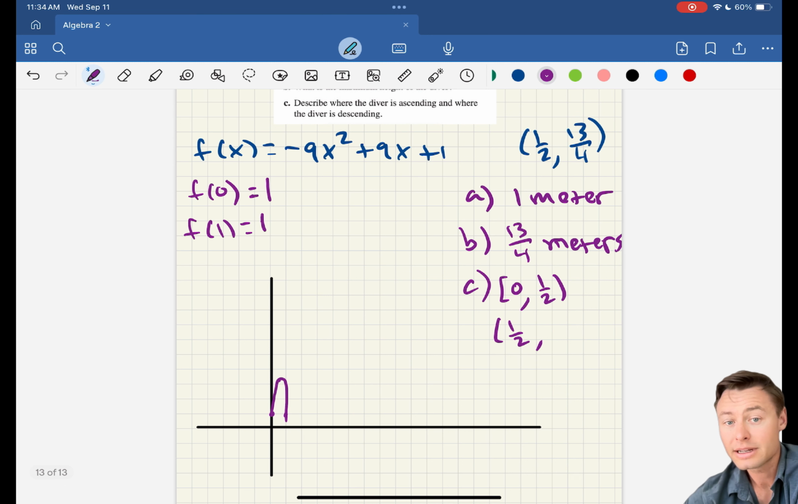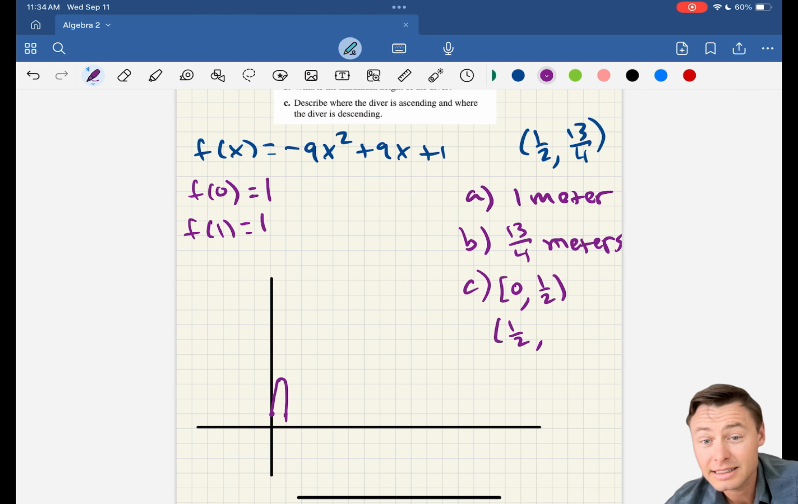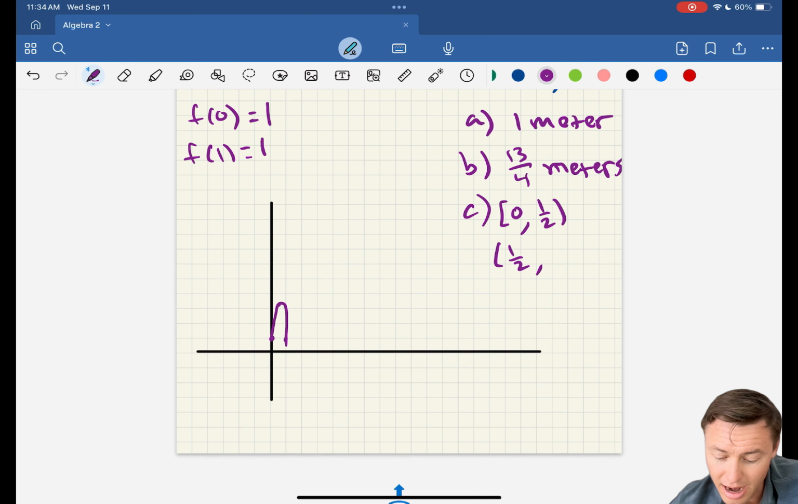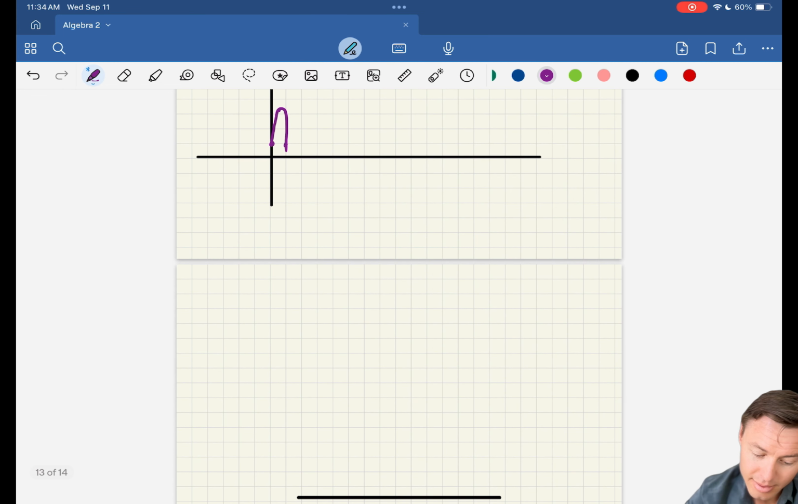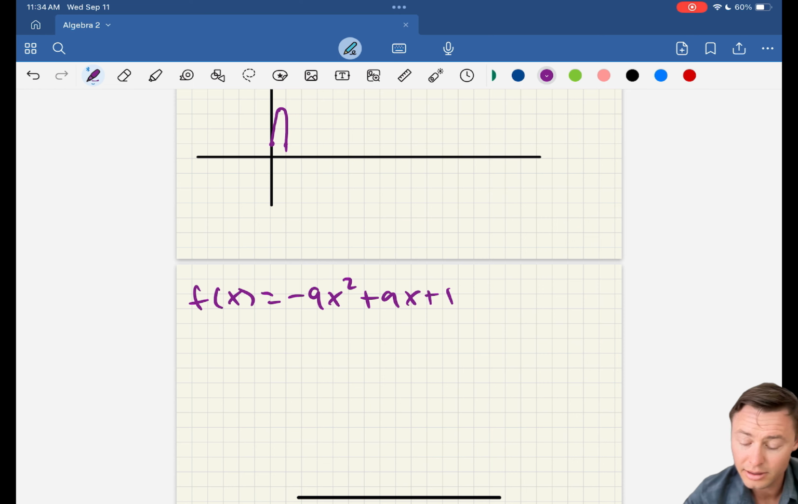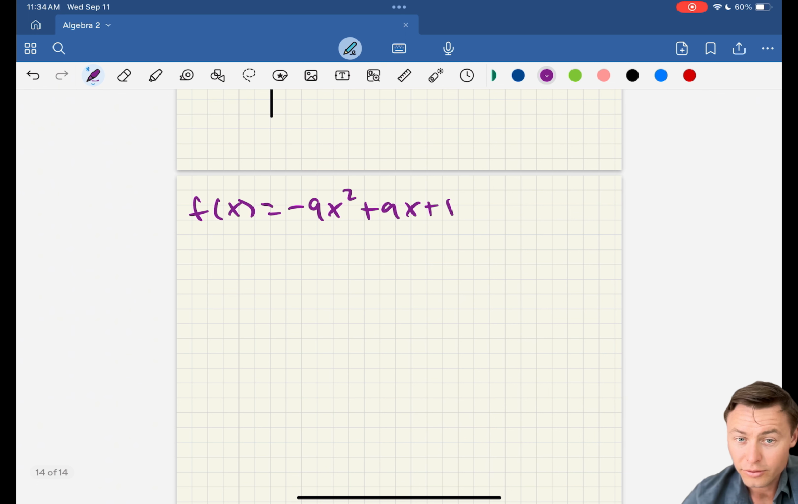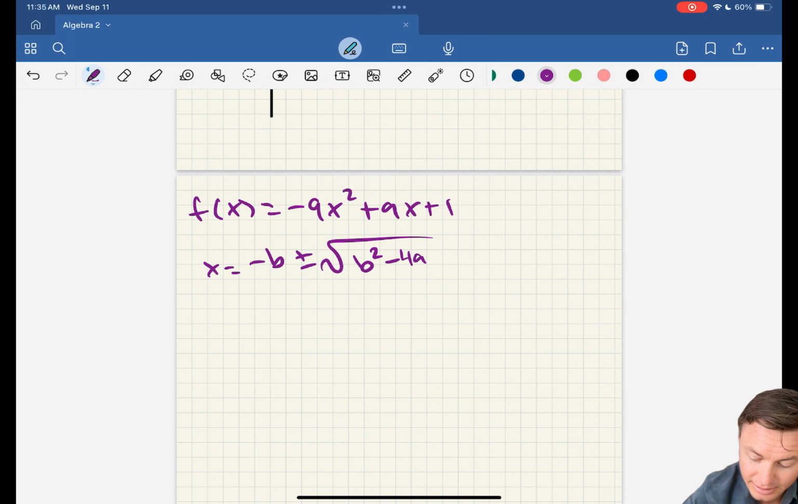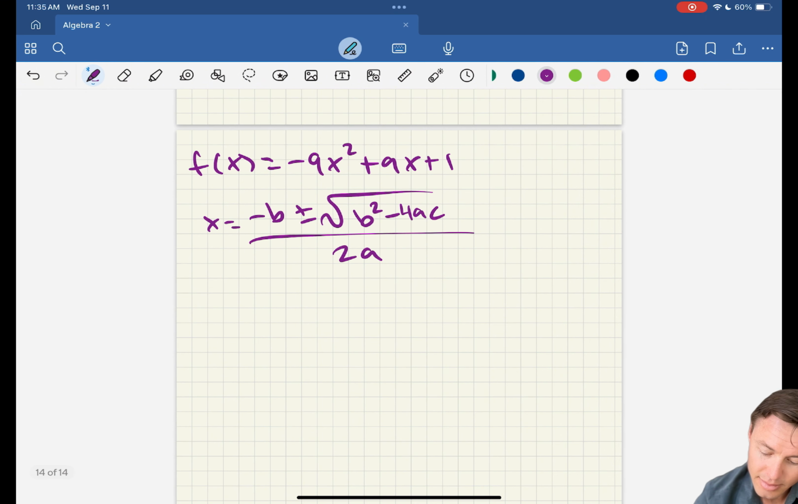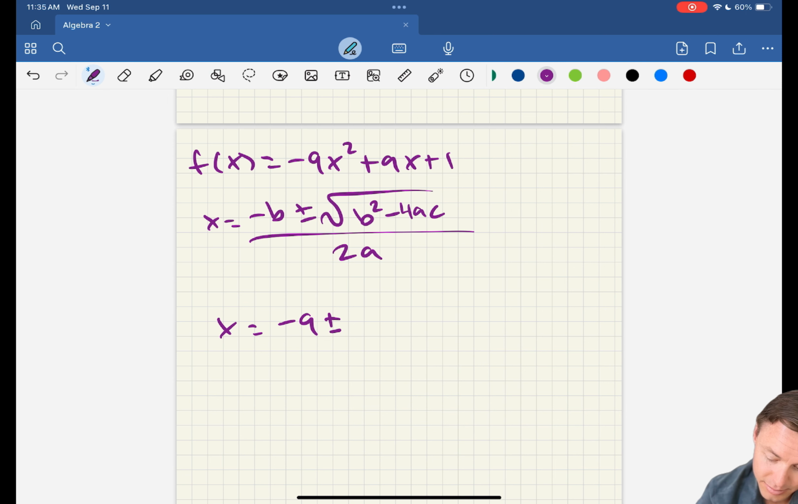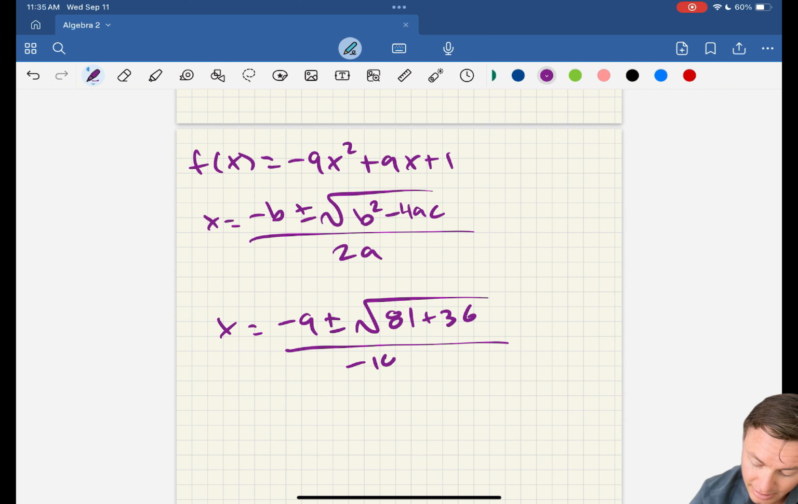And to figure out where this diver hits the water, we'll want to find the x-intercept of this quadratic. So let's go ahead and do that now. So f of x is equal to negative 9x squared plus 9x plus 1. This function is not factorable, so we'll go ahead and use a different method called the quadratic formula, which is x equals negative b plus or minus the square root of b squared minus 4ac all over 2a. And we'll plug in our values. x equals negative 9 plus or minus the square root of 81 minus 4 times a times c, which would be plus 36, all over negative 18.